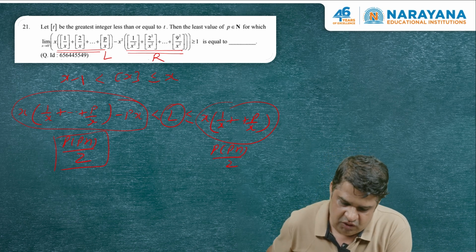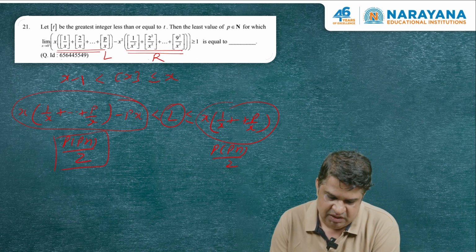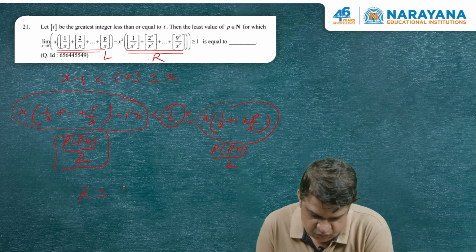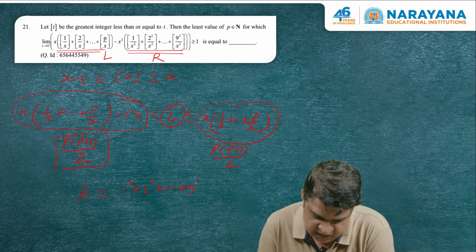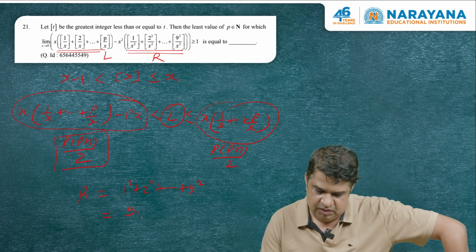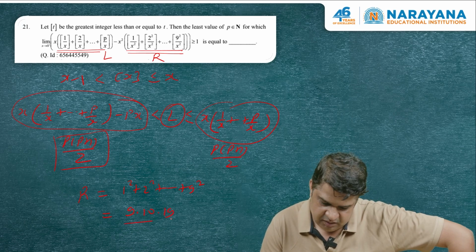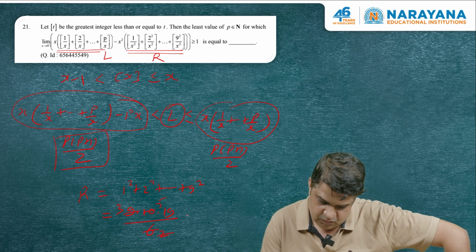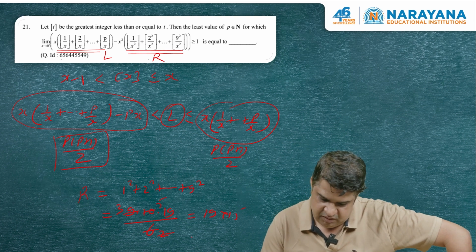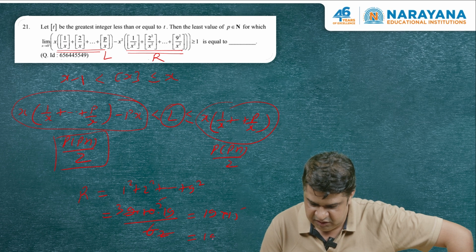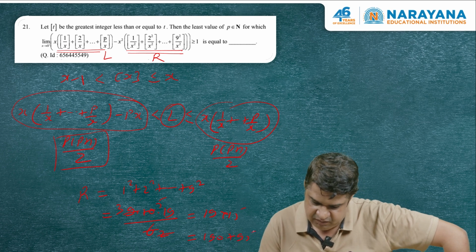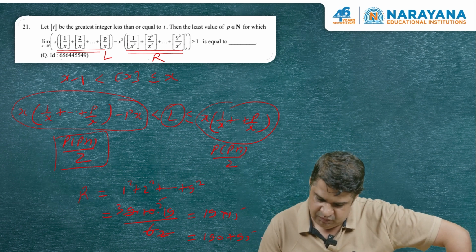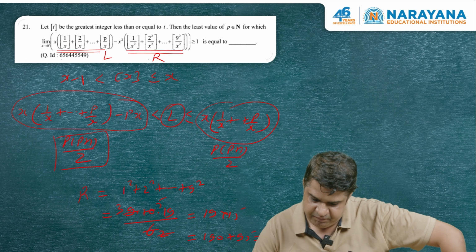Now, apply the same logic on the right expression also. By similar logic the limit of our right expression will come out 1 square plus 2 square up to 9 square, which is 9 into 10 into 19 by 6, which is 19 into 15. Now, what is 19 into 15? It is 190 plus 95. 190 plus 95 is what? 285. So, it will come out 285.